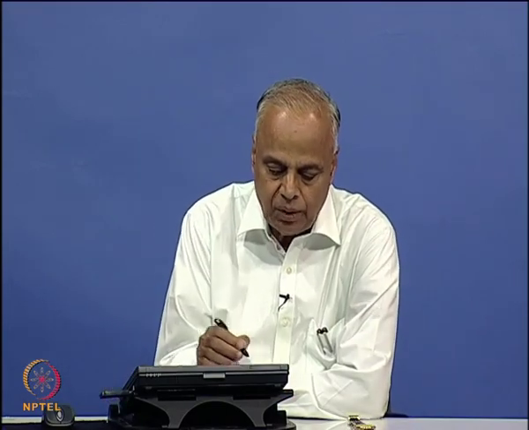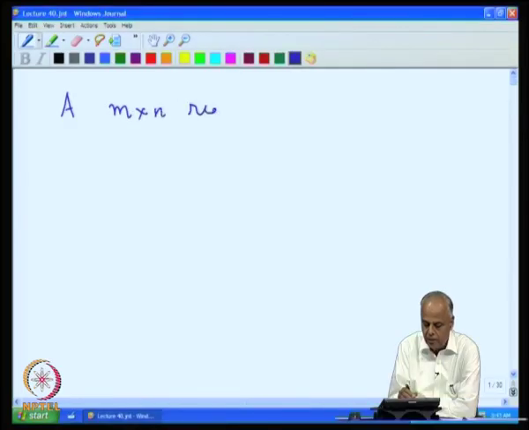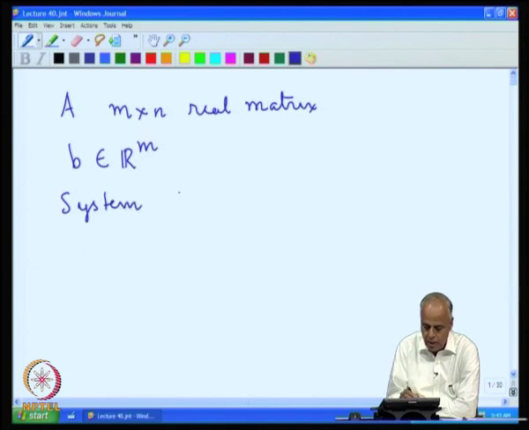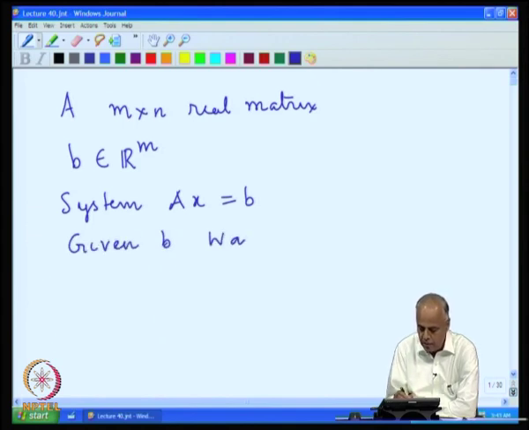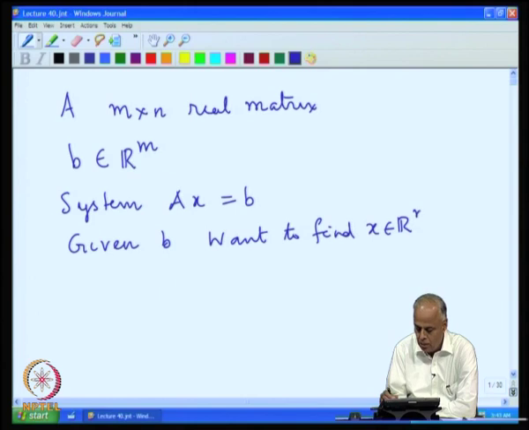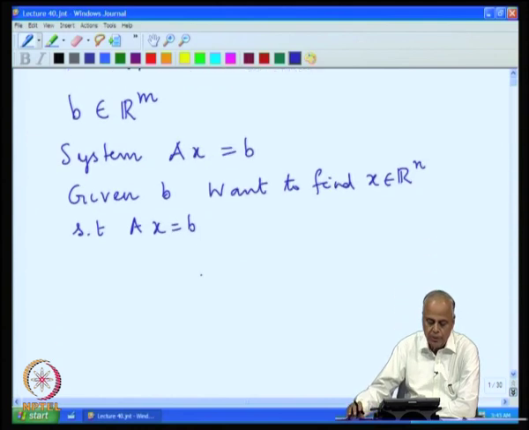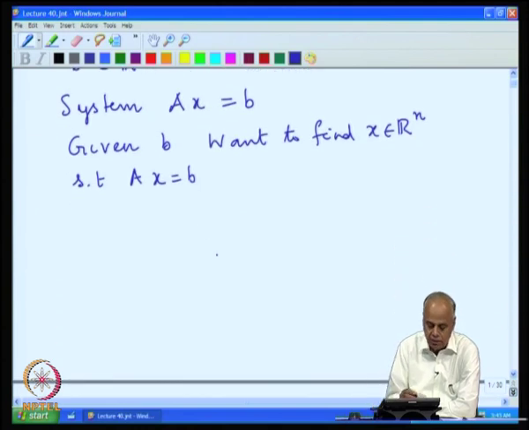The first question that we looked at was, suppose A is an m by n real matrix and B belongs to R m, and we look at the system A x equal to B. So, given B, we want to find x in R n such that A x equal to B. So, the first question was under what conditions this is possible.